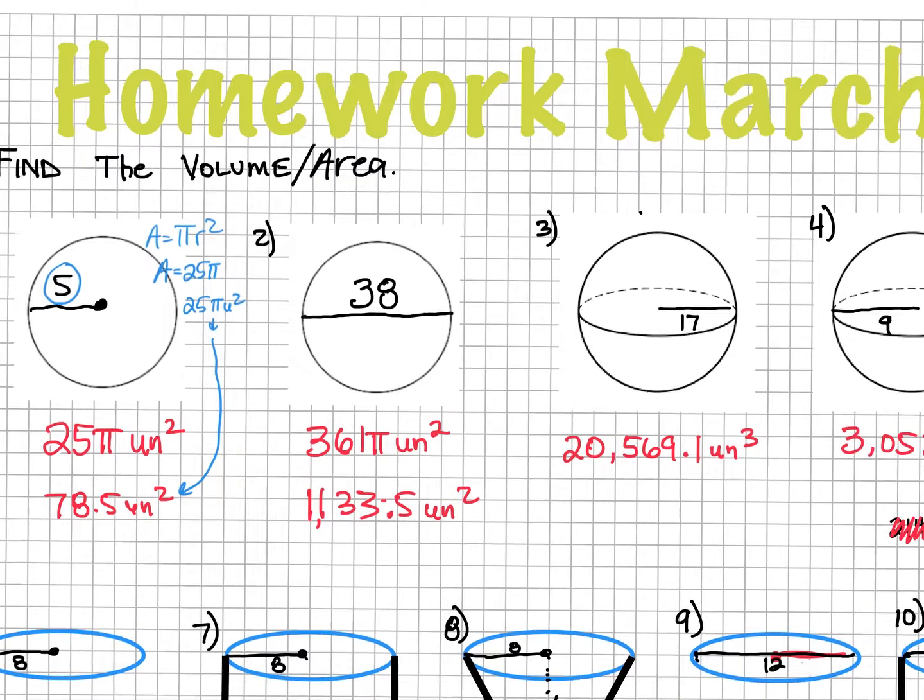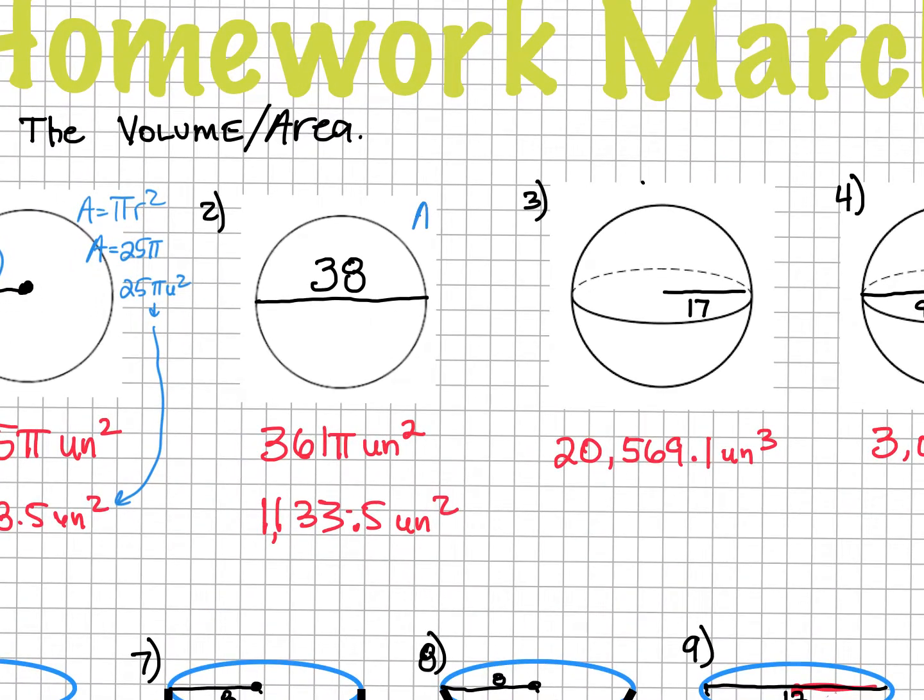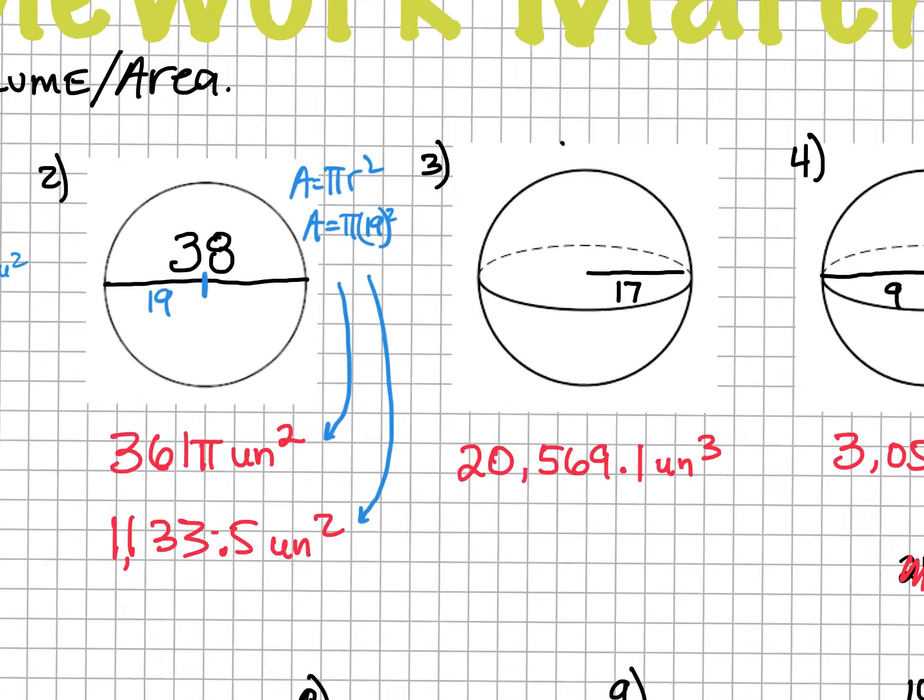All right, for number 2, area equals pi r squared. The radius is not 38, the radius is 19. So the area is pi and 19 to the second power, or 19 times 19, which is how I got 361 pi. If I multiplied by the pi, I got 1,133.5 units squared because these are flat.